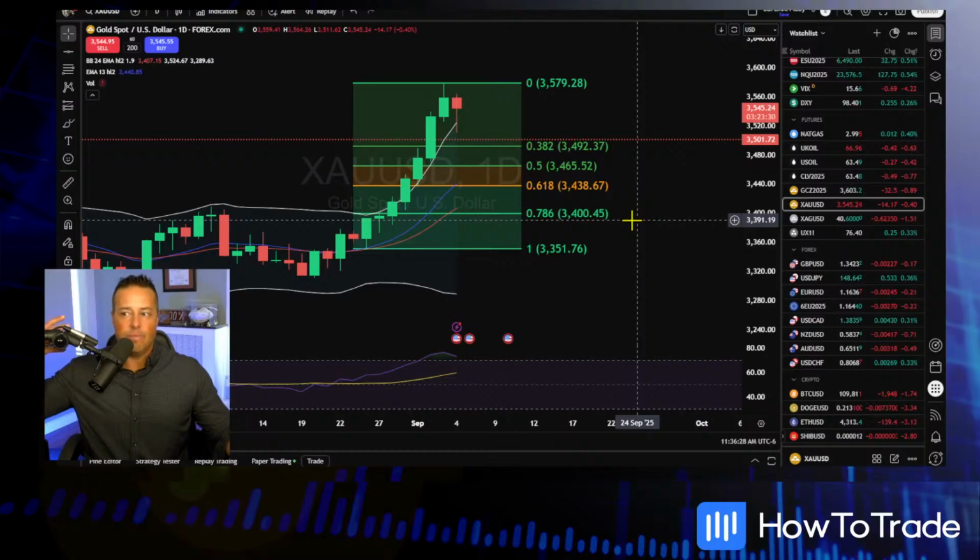35.0250, 34.92. Those are big numbers going into NFP. Extremely bullish still. Definitely one of those things that I would want to make my mistakes to the long. I don't want to be short here. Today was a good day for the shorts.